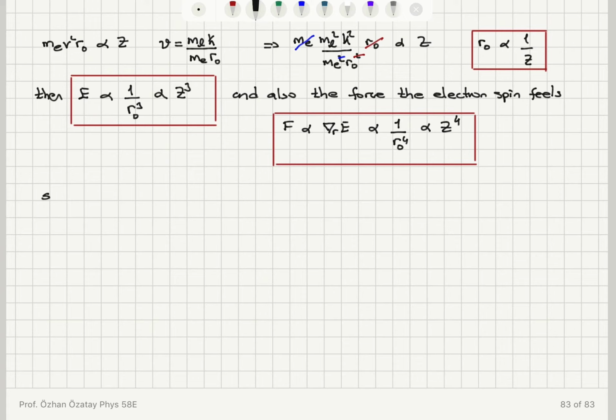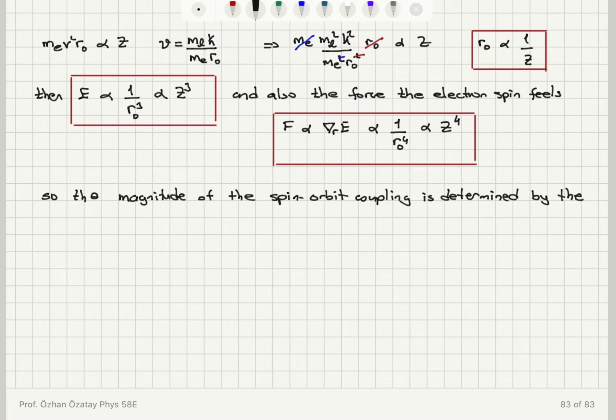So we can note that the magnitude of the spin-orbit coupling is determined by the charge on the nucleus, which is determined by the atomic number Z. And the force due to spin-orbit coupling is proportional to Z to the fourth power.